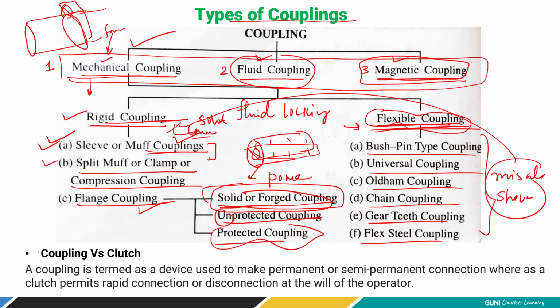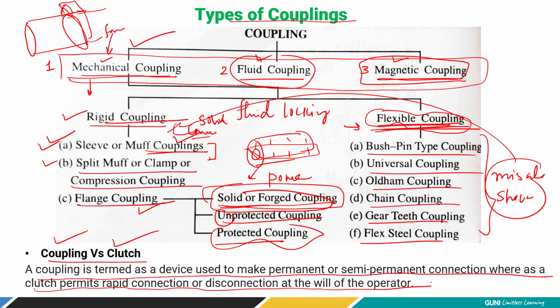Now there is a confusion. What is the difference between the coupling and clutch? Clutch and coupling do the same thing. They transmit the power from the prime mover to the element, right? Here a coupling is a device used to make a permanent or semi-permanent connection, whereas a clutch permits rapid connection and disconnection at the will of the operator.